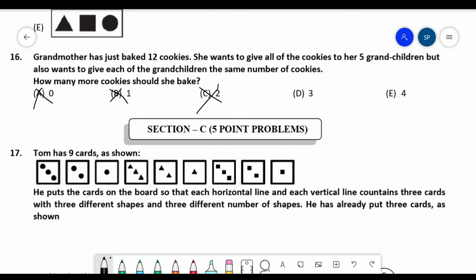And not just cookies, but whole cookies. But just to check, let's look at E. E means 4. So 12 plus 4 would be 16. And of course, you cannot divide 16 by 5 equally, so it would not be a whole number, or whole cookie. Which means, so far as what we've got, D, 3 is our answer.